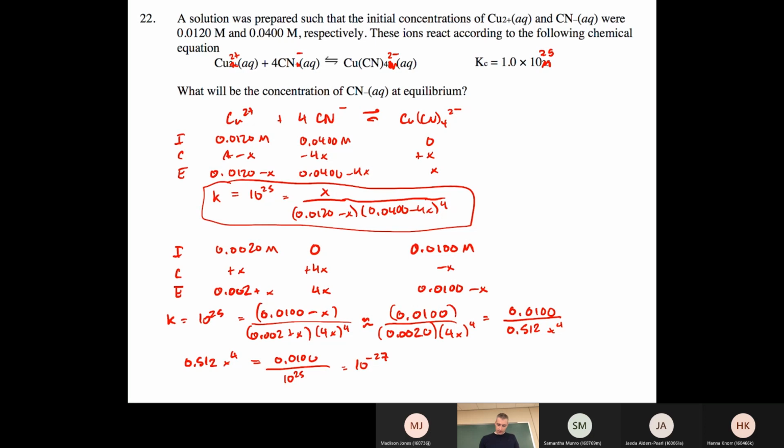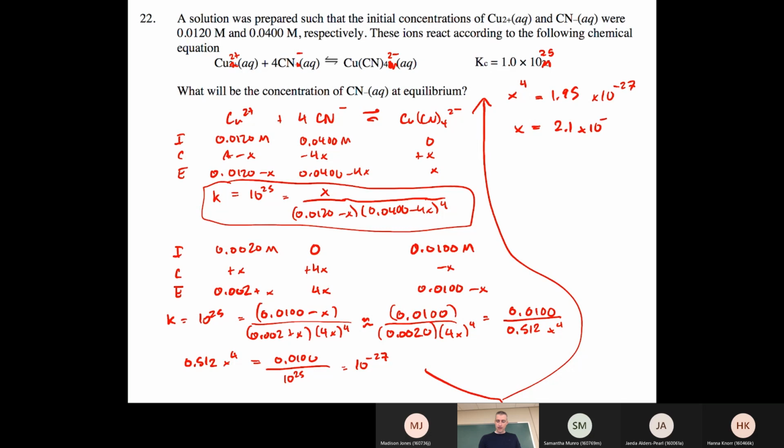If you divide each side, I'm kind of running out of space here, but if we move up here, if you divide each side by 0.512, we get x to the 4 equals 1.95 times 10 to the minus 27. And now we can just take the fourth root. What do you call that? Not the cube root, the quartic root, or whatever you want to call that, of both sides. And you get x equals 2.1 times 10 to the minus 7 molar.